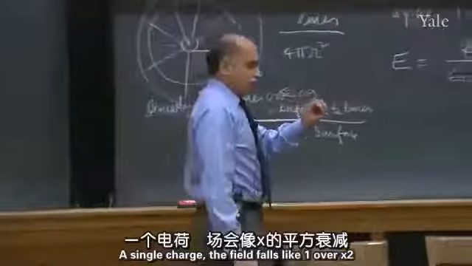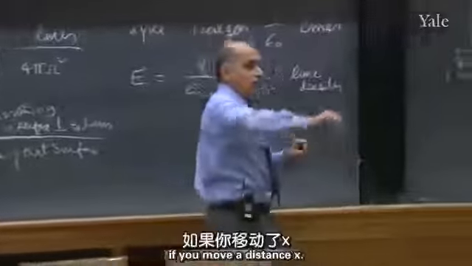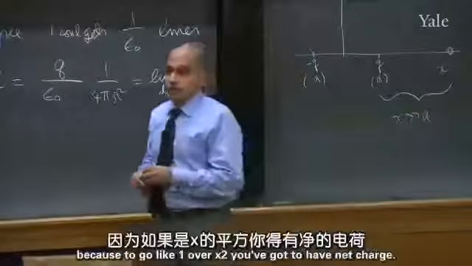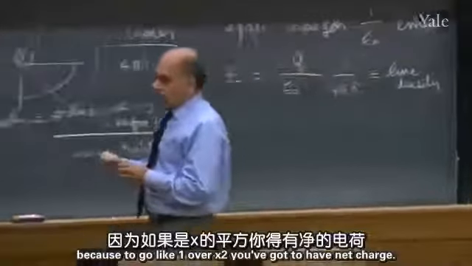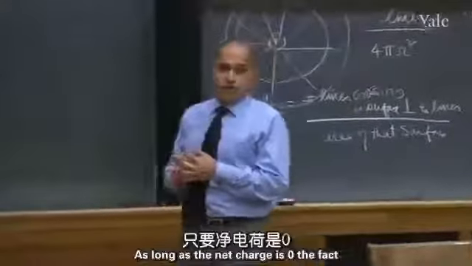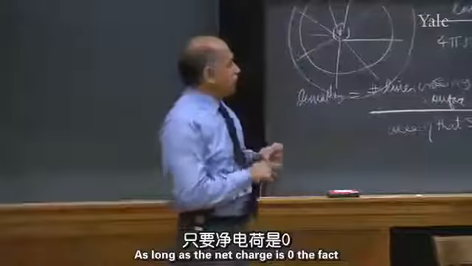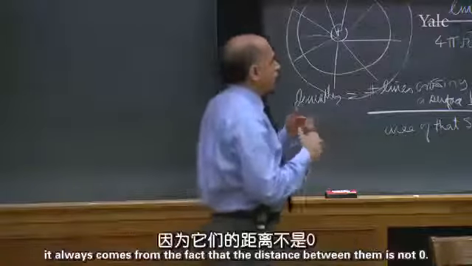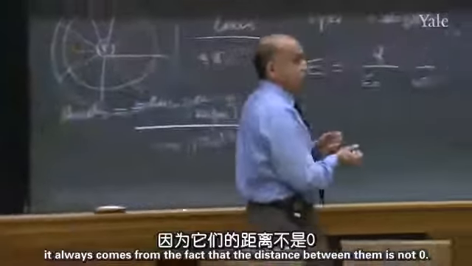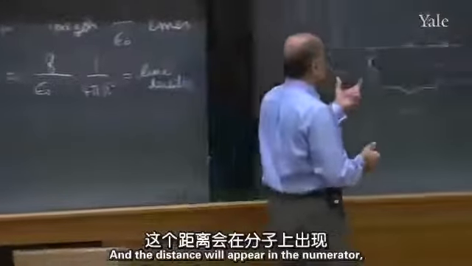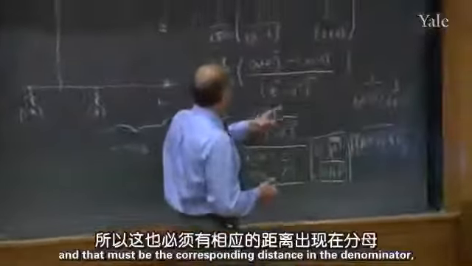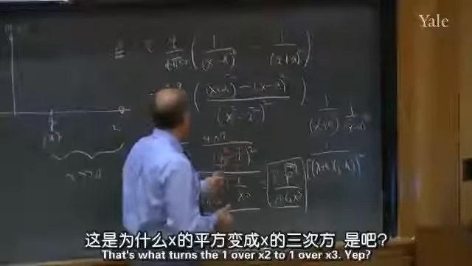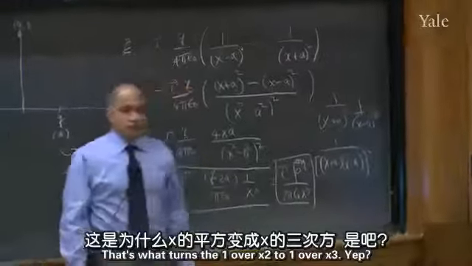For a single charge, the field falls like 1 over x squared as you move a distance x. A dipole will always fall like a bigger power of x, because to go like 1 over x squared, you've got to have net charge. As long as the net charge is 0, the 2 opposite charges don't quite cancel each other, and that always comes from the fact that the distance between them is not 0. The distance will appear in the numerator, and there must be a corresponding distance in the denominator because the formula should have the same dimensions. That's what turns a 1 over x squared into 1 over x cubed.